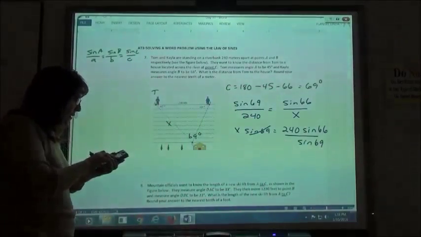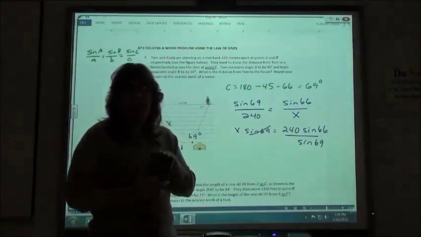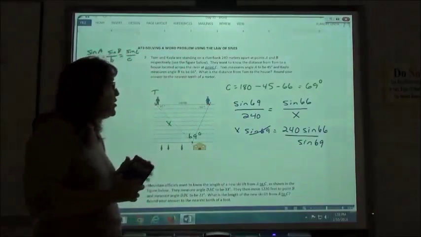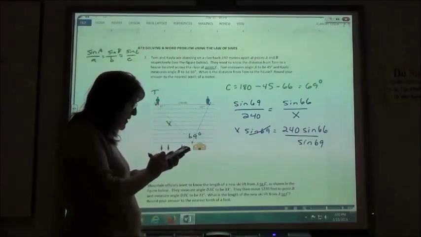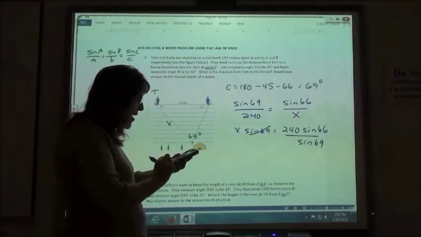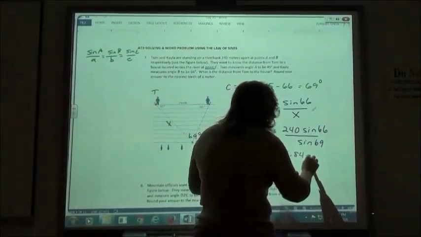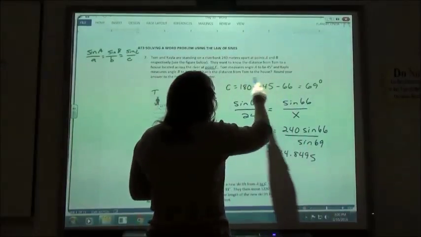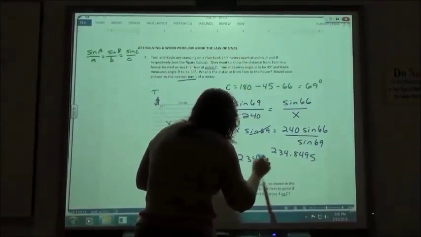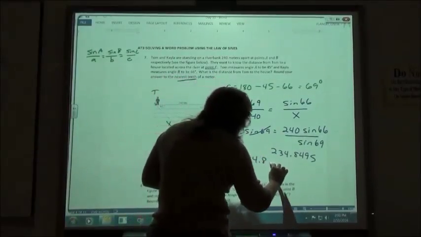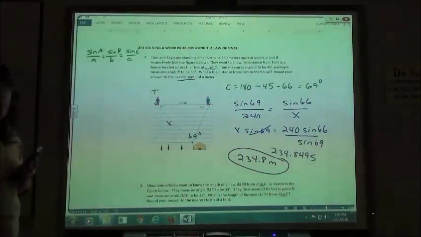So, again, be sure your calculator is in degree mode. If it's not, mode number 1 would put it into degrees. So we have 240 sine of 66 divided by the sine of 69, and I get 234.8495. I want to round that off to the nearest tenth, so 234.8, and this would be in meters. So Tom is 234.8 meters from the house.